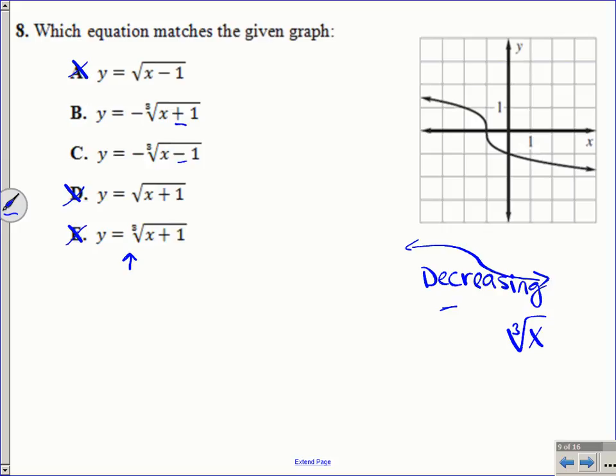So I'm looking at where I shifted. This graph has shifted 1 to the left. Well, remember, your horizontal shift is always opposite. So that really means x plus 1. So the graph I'm looking for, or the equation I'm looking for, to match this graph is B, because this means left 1. This means right 1, and that's not what we want. So the answer for number 8 is B.